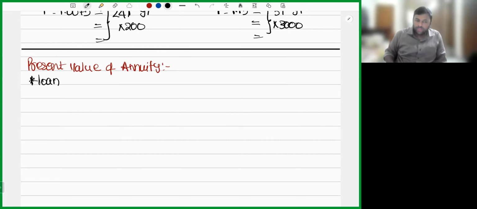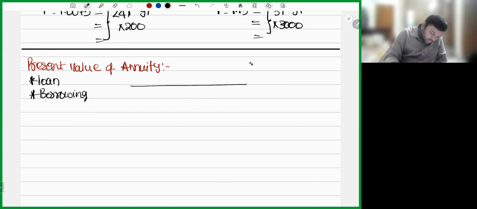So for loan, what will you apply? Present value. Next, borrowing. For loan or borrowing, what will you apply? Present value. Now, my dear friends, in loan or borrowing, what happens?